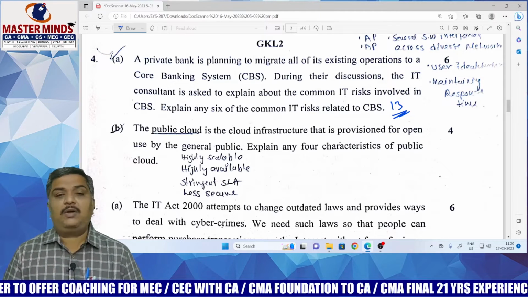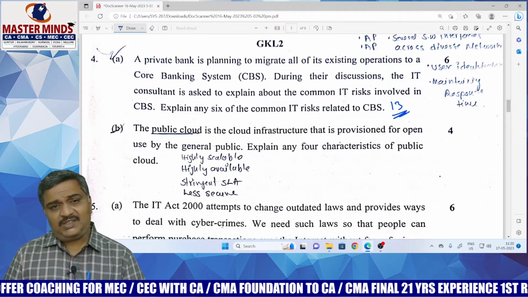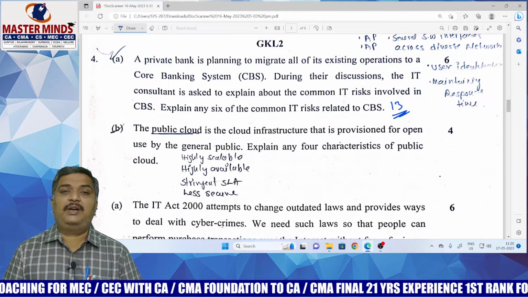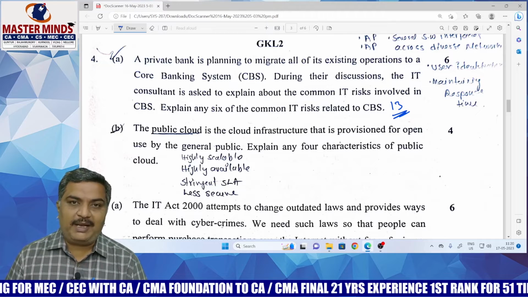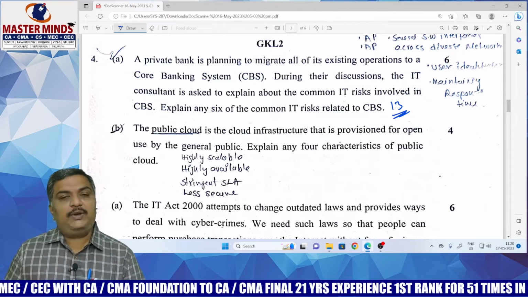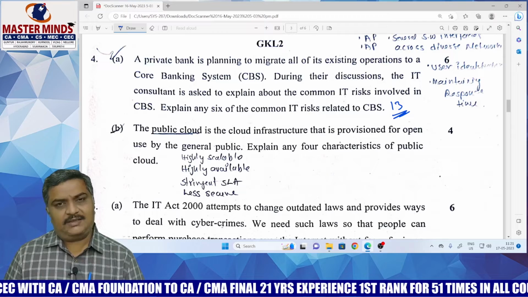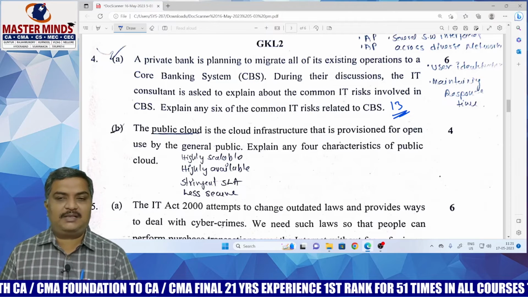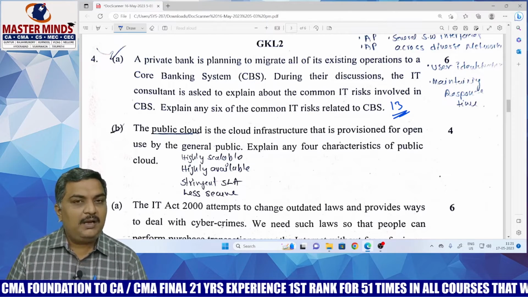So these are all the 6 risks that will be there in case of IT related risks for a core banking system, and you need to write all these 6 risks. Of course, there are many other, but you select these 6 and any of the 6 you can write there.